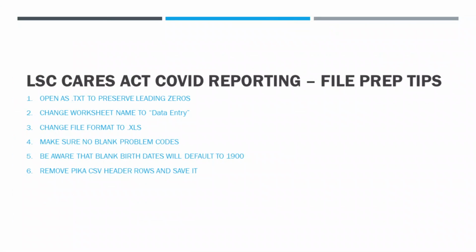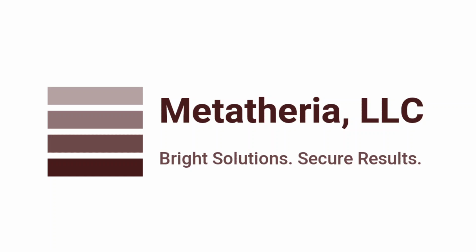So just to recap, what you're going to do is open it as a TXT, rename it as a TXT and go through the file import wizard to preserve any leading zeros. You're going to change the worksheet name to data entry. You're going to change the file format to XLS or XLSX. You're going to review the file and make sure there's no blank problem codes. You're going to be aware that blank birth dates will default to 1900. And finally, you're going to remove the PICA CSV header rows and save the file again in preparation for upload. So that is pretty much everything.